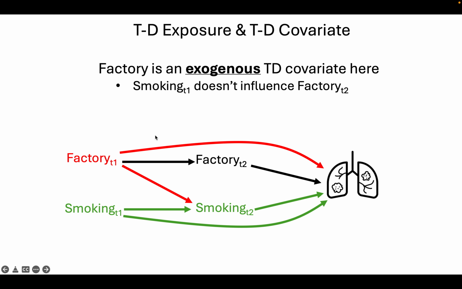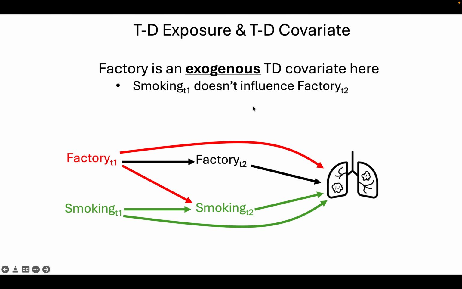So factory here is an exogenous time-dependent covariate, and what that basically means is it can cause smoking at various time points, but smoking cannot cause factory work at a different time point. There's a scenario I'm going to get to later on where that could be true, but when we're assuming that smoking cannot cause factory work, factory is considered an exogenous time-dependent covariate, and that makes the situation a lot simpler. Whenever you can justify this to be true, it's going to make things way easier.